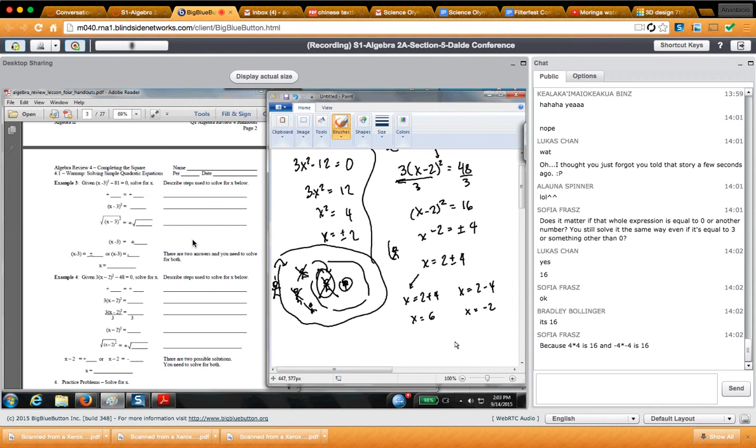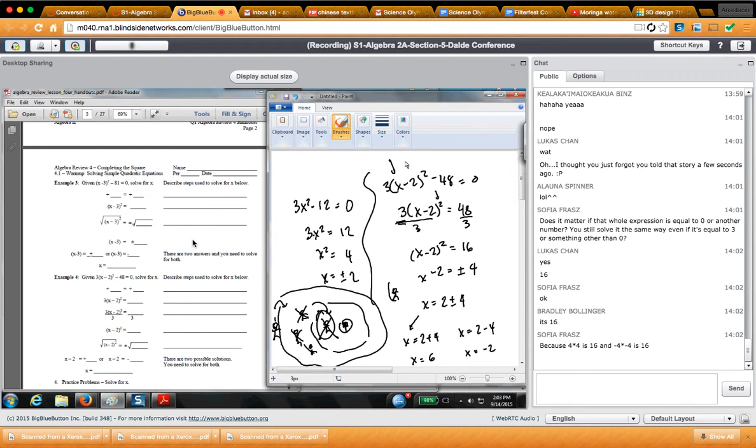Okay. Sophia asked me a question. I thought it was an interesting one. Does it have to equal 0, or can it equal a number? And my answer is this. What if I had this: minus 42 equals 6? What if I had this over here? The same kind of thing, but instead of a 48, I have a 42 and I have a 6 over here.